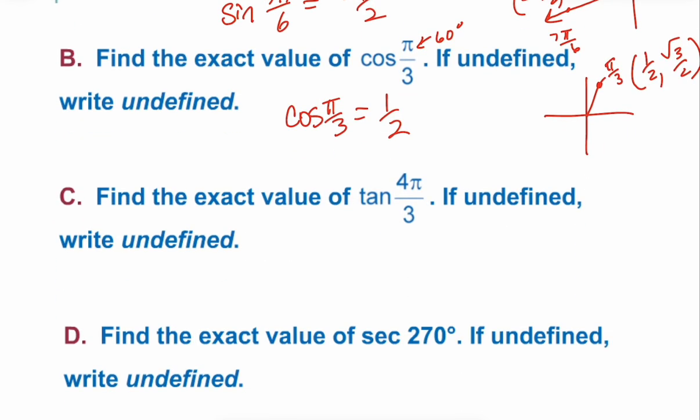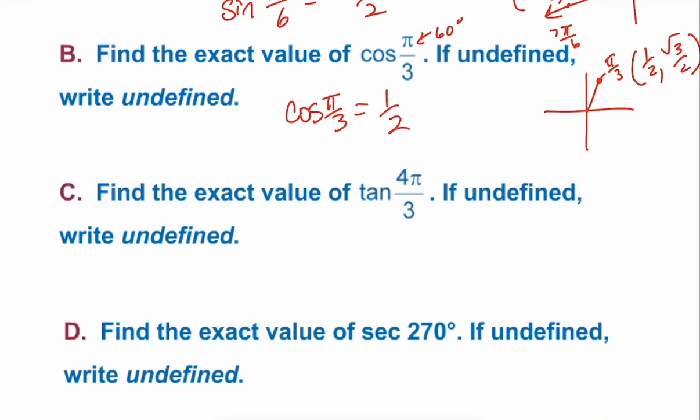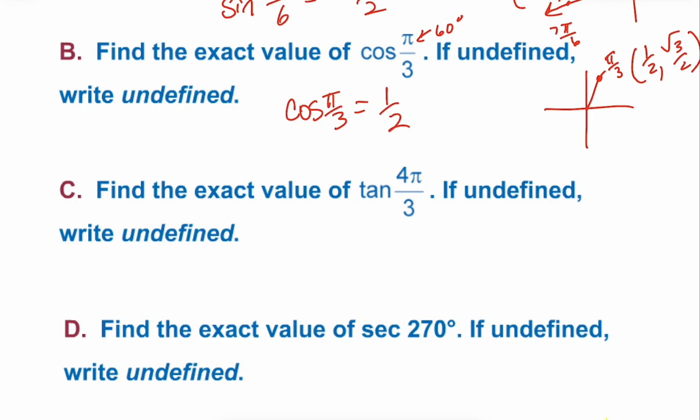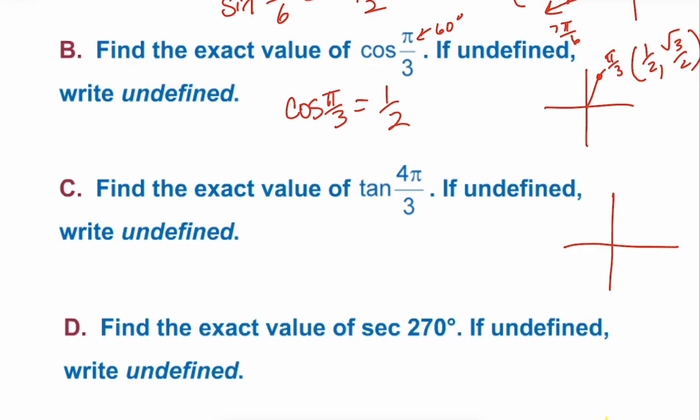So let's take a look at the next one, C, which is 4 pi over 3. In B, we already used that pi over 3 was 60 degrees. So that 4 pi over 3 tells me that it is a 60 somewhere else. Well, 4 times 60 is 240. So that is the 60 degrees that just went past 180. So it's down here.